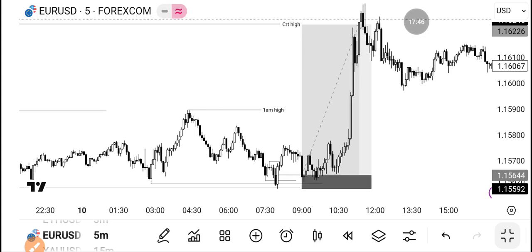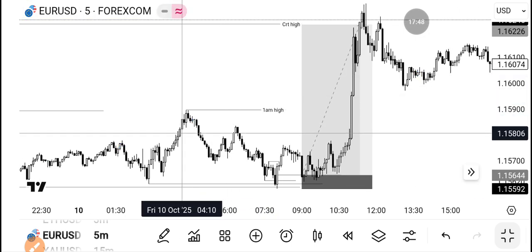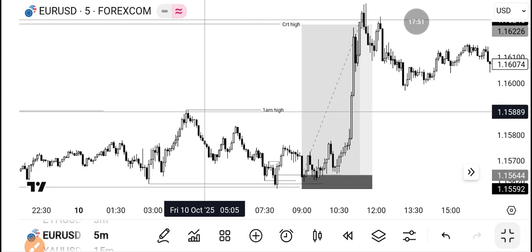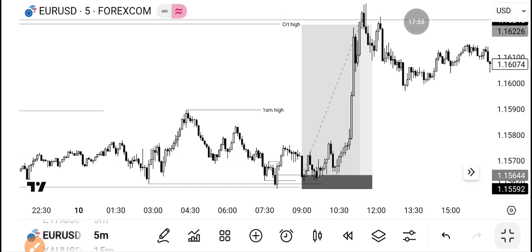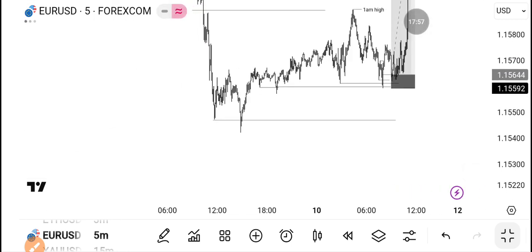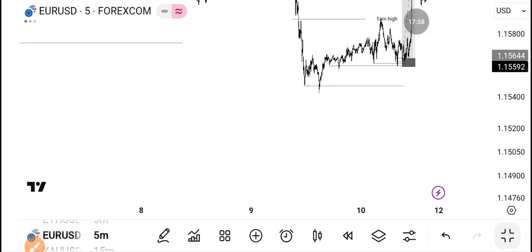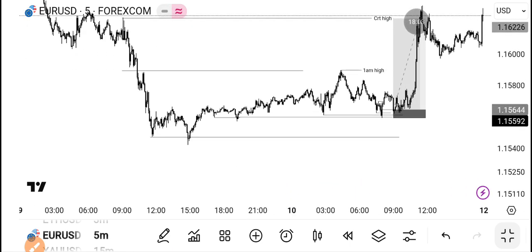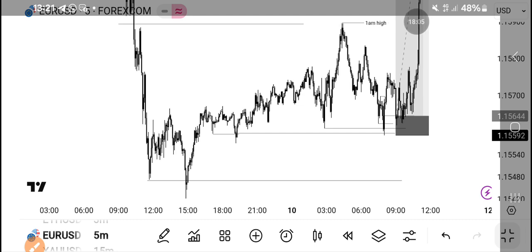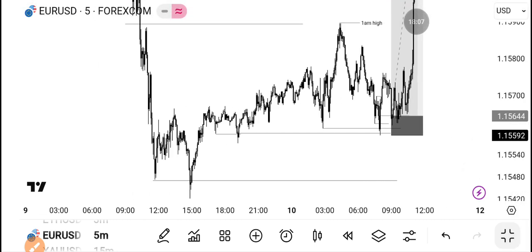This is very simple. The 1 a.m. failed. Had it been 5 a.m., 1 a.m. high, then definitely we're looking for exactly something like this to drive price to what? To the draw. That's a monthly draw on liquidity. To drive price to the monthly draw on liquidity.